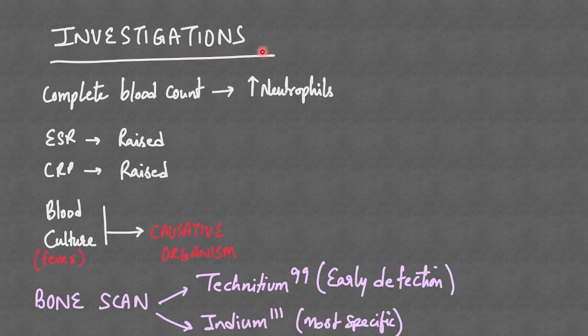What investigations you will order? A complete blood count which will show increased number of neutrophils and an increased total leukocyte count. ESR will be raised, CRP will be raised. These are markers of infection in the body. One should always send a blood culture whenever a patient comes with fever to find the causative organism. Bone scan is one of the modalities which helps in early detection of the infection using technetium 99, but most specific for infection will be a scan using indium 111.